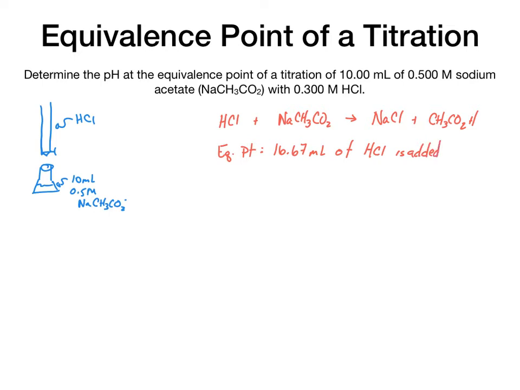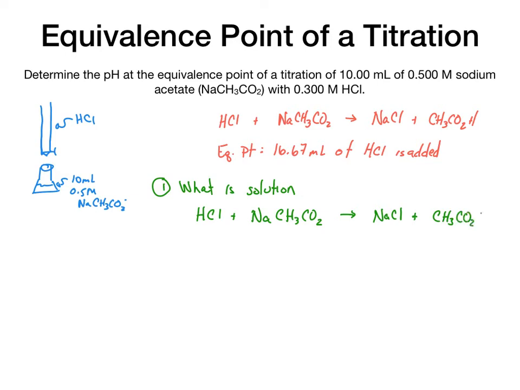So the first step of these problems is to determine what is in solution at the point of the titration that you're interested in. And so step 1 is really what is in solution. And so to do this, we have to think about our titration reaction. So we have HCl plus NaCH3CO2 goes to form NaCl plus CH3CO2H.